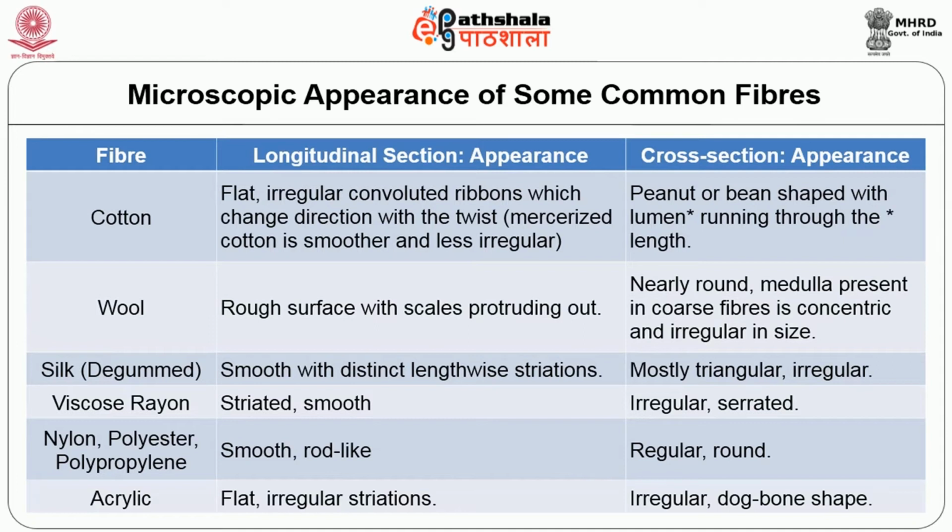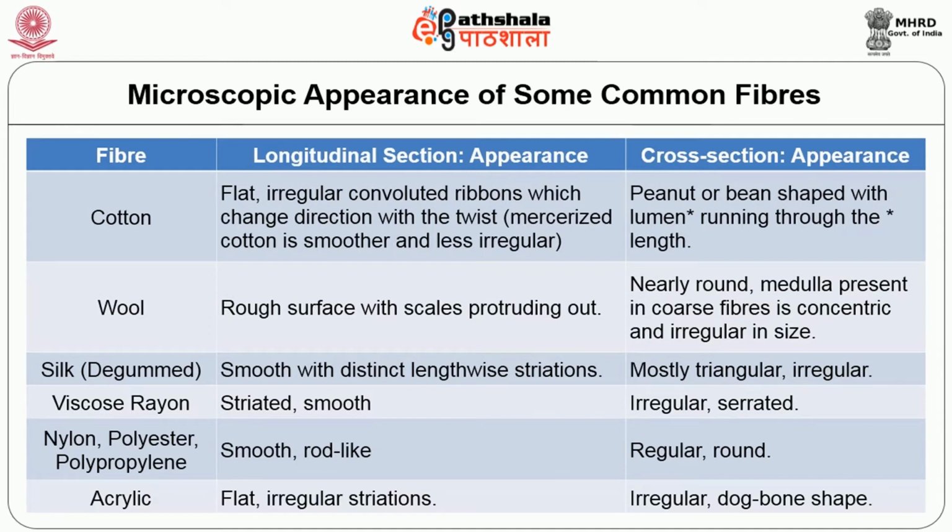In the case of viscose rayon, it is a striated smooth cross section in the longitudinal view, and in the case of irregular serrated cross section in the cross sectional view. In the case of nylon, polyester and polypropylene, it is smooth rod-like structure in the longitudinal section, and in the cross section it is regular and round.